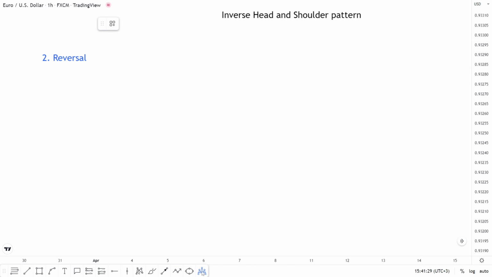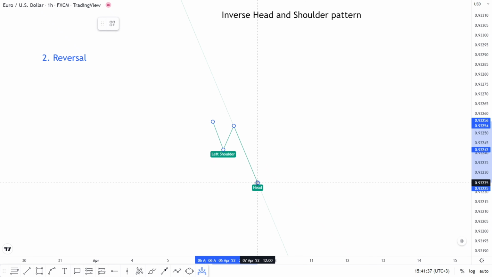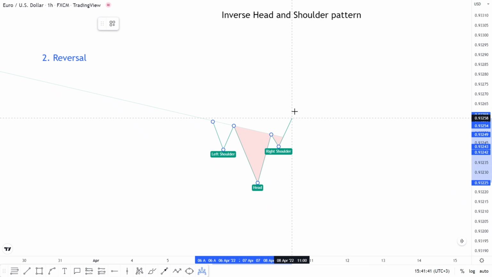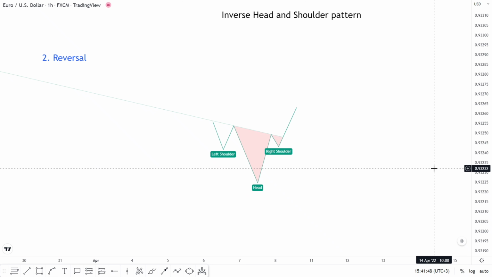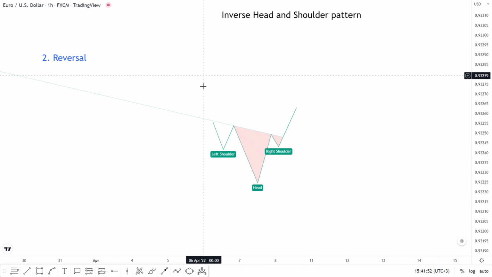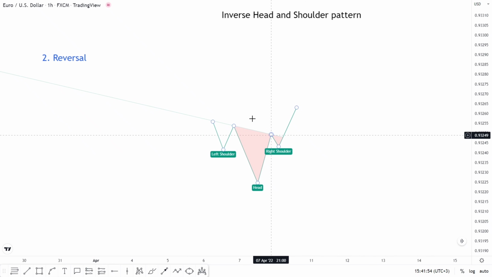Moving to the inverse head and shoulder, just as the name says, inverse, it's definitely the opposite of the head and shoulders. So this is how it looks like. You have something like that. This is how the inverse head and shoulder looks like. In this case, it's still a reversal pattern. So price was selling for a while, and then it formed this inverse head and shoulder. So we want price to reverse from being bearish to now bullish.